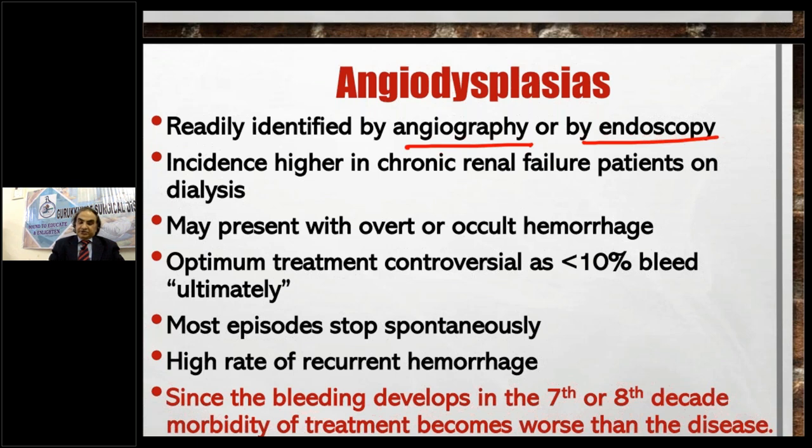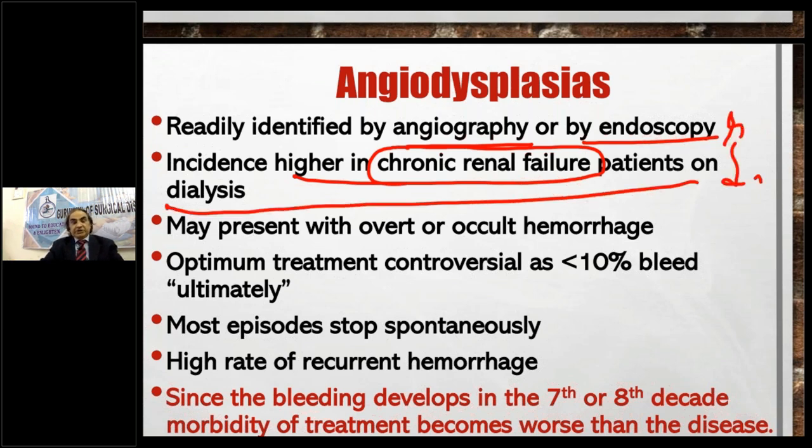The incidence is higher in chronic renal failure patients. We know that. The patients on dialysis are at high risk of what? Angiodysplasias. The patients of chronic renal failure are at a high risk of what? Angiodysplasias. Angiodysplasias are commonly seen in patients receiving dialysis.